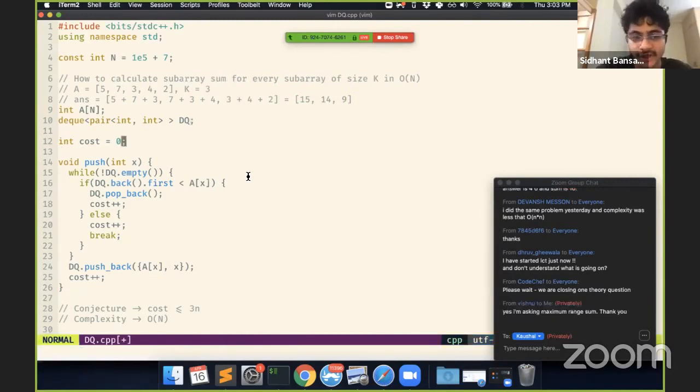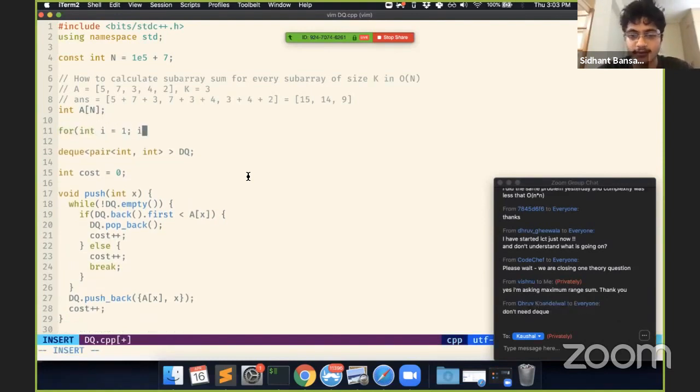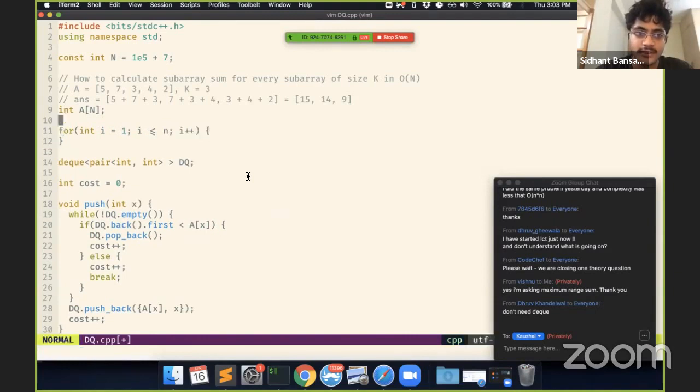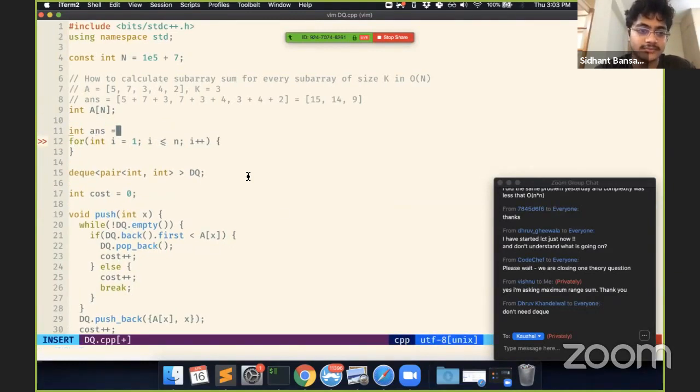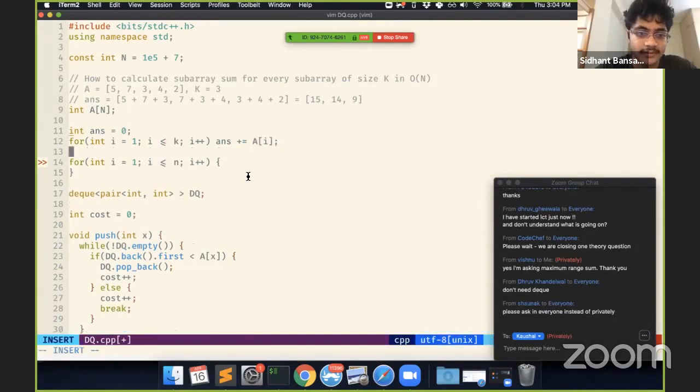Let's say our question was how to calculate the subarray sum for every subarray. Then you actually don't need DQ. DQ is a very complex method to do that. You'll probably get a simpler approach using something like this. Let's say answer equals 0, so I'll just comment this out. Answer plus equals a[i]. Then we print out the answer.